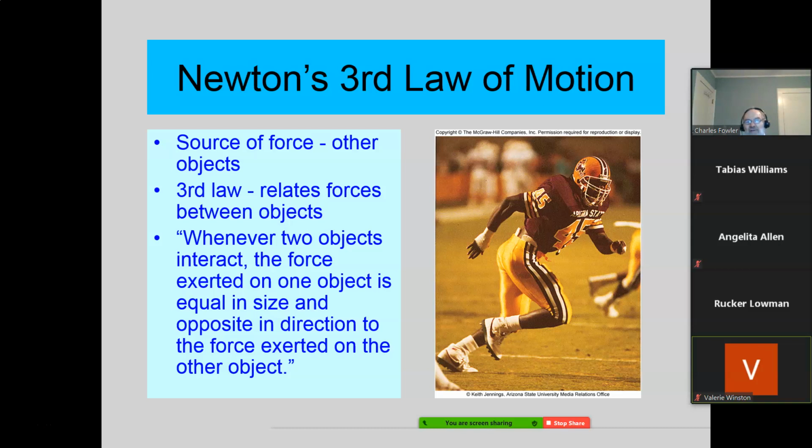And here's how it usually reads. Whenever two objects interact, the force exerted on one object is equal in size but opposite in direction to the force exerted on the other object. A couple of things to remember here. Forces are vector quantities. They have magnitude and they have direction. When two objects interact, the force exerted on one object is equal in size, meaning the magnitudes are the same, but opposite in direction, to the force exerted by the other object.